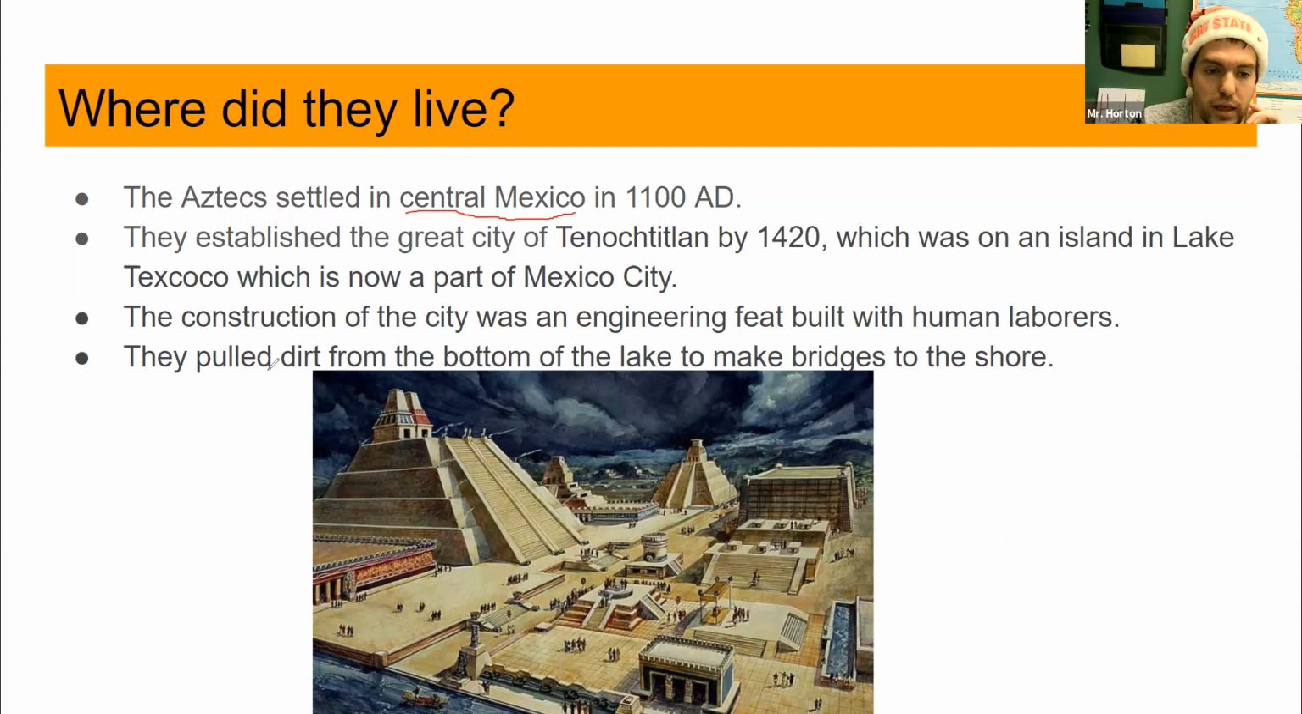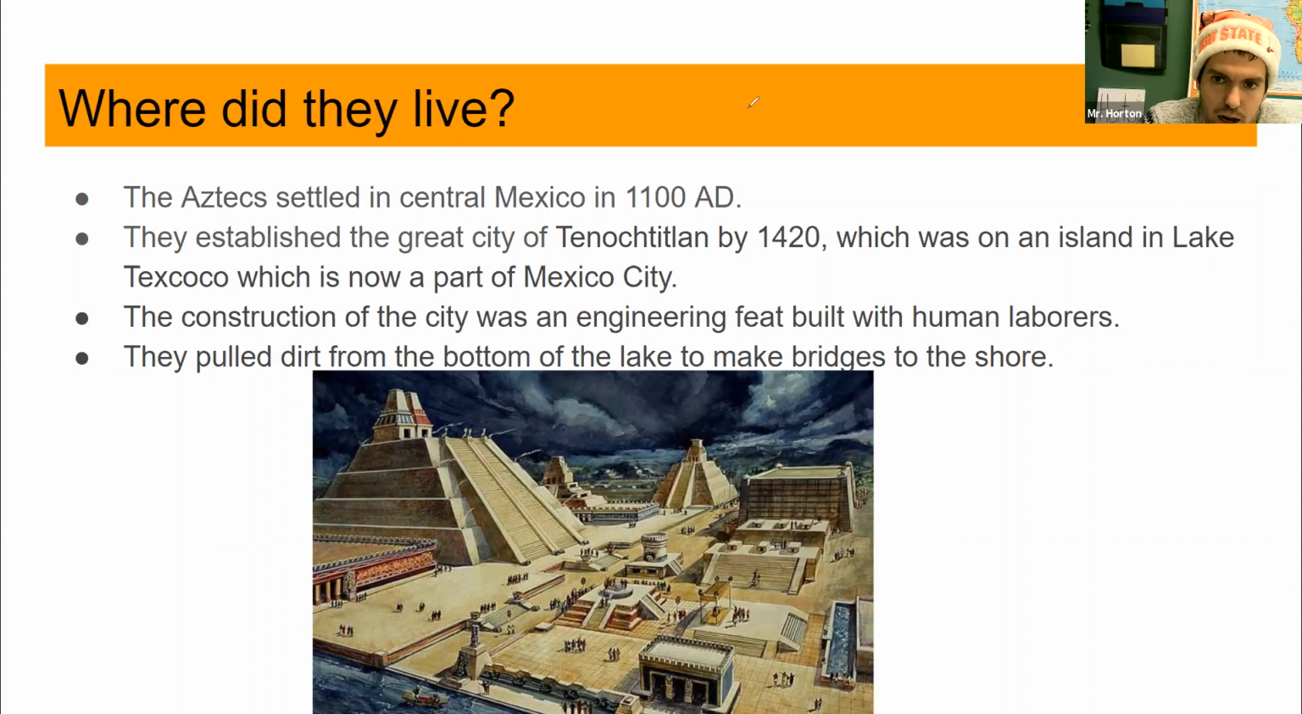And they also pulled dirt from the bottom of the lake to help make the bridges to shore. So in order to get from the island to the mainland, the land on the outside of the lake, they had to build their own bridges. The way they did that was they would dig the dirt up from the bottom of the lake and make a big pile of dirt that spread all the way across to connect the island to the mainland. So they had to build their own pathways and bridges to make sure they could go back and forth from the city to the mainland.